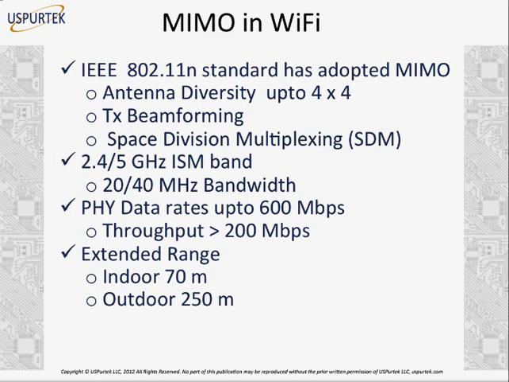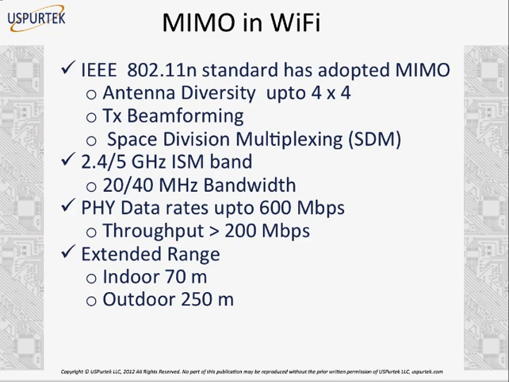So physical data rates can be achieved up to 600 megabits per second, but ultimate throughput is more than 200 megabits per second. So why is this figure lower than 600? Because of the overheads. There's some real data, then there's header information. There's too much header information. And you have some maintenance signals, some beacons going on. All those are overheads. And what MIMO does in case of Wi-Fi is it extends the range.